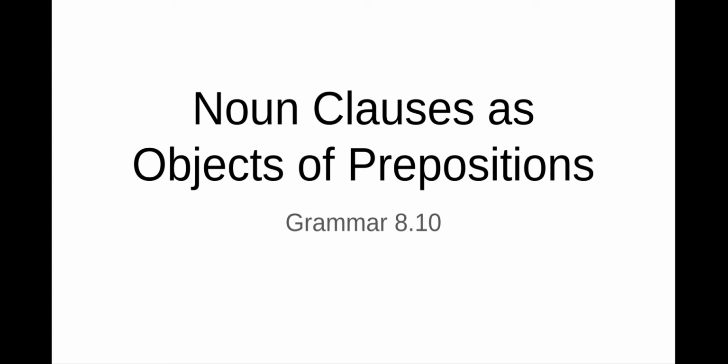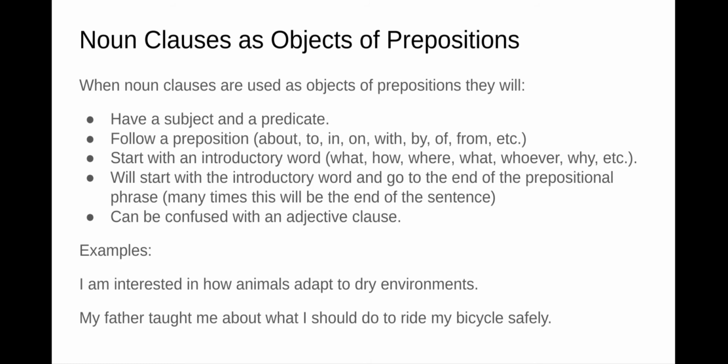So let's get started. All right, so when a noun clause is acting as an object of a preposition, well, we know that an object of a preposition has to follow a preposition. So the very first thing we're going to do is find a preposition. What I've noticed is a majority of the time it's going to be following the first preposition in the sentence, and the rest of the prepositions are usually a part of the noun clause. So what I'm going to have you do is find the first preposition in each sentence.